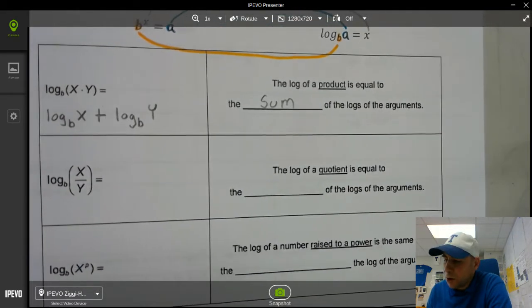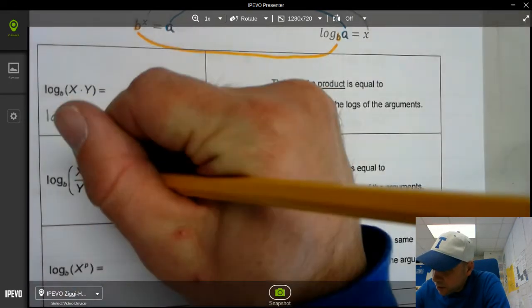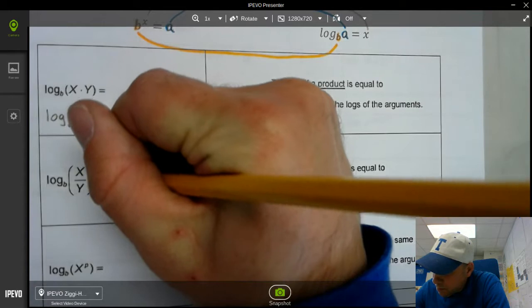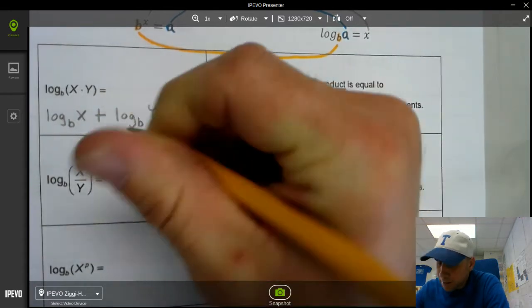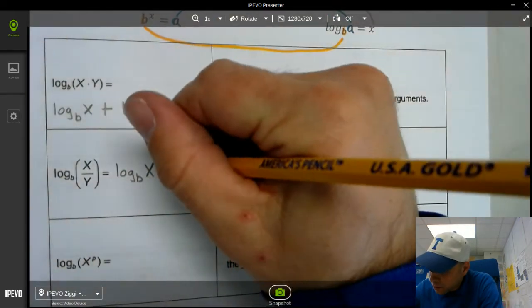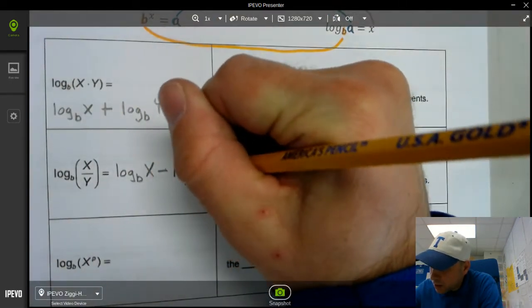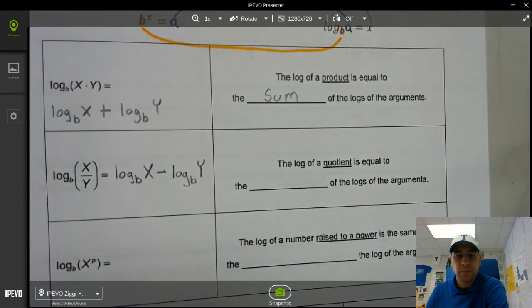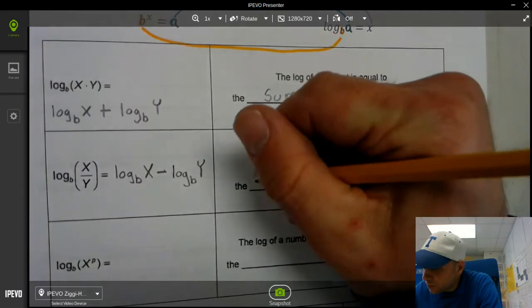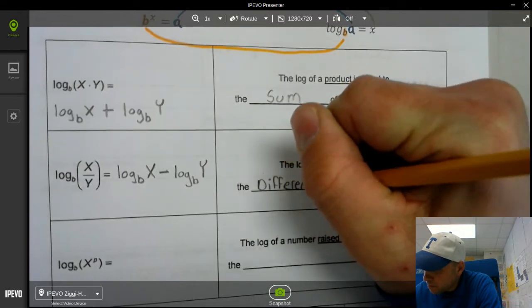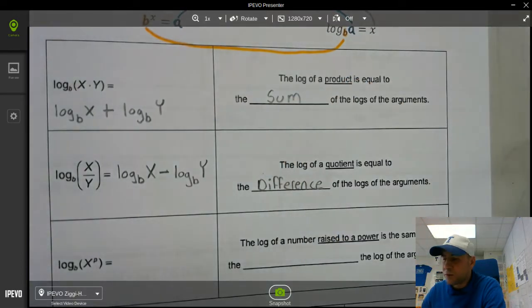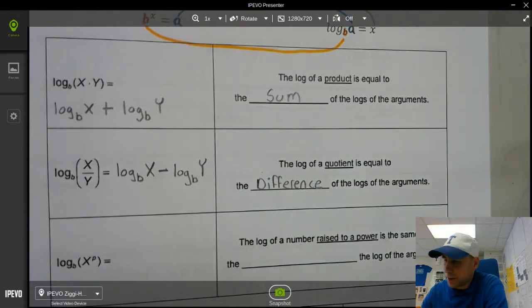All right, next one. Log B of x divided by y. Now that's condensed. To expand it is log B of x minus log B of y. So you could say that the log of a quotient is equal to the difference of the logs of the arguments. All right, so pause a minute to write that down.